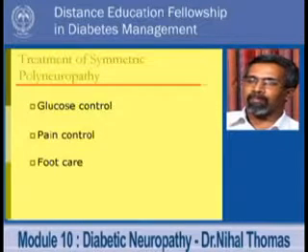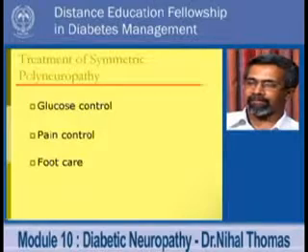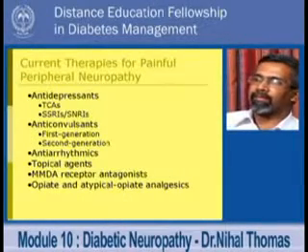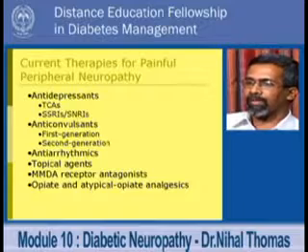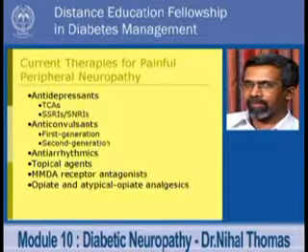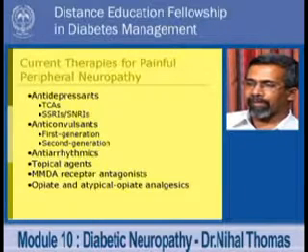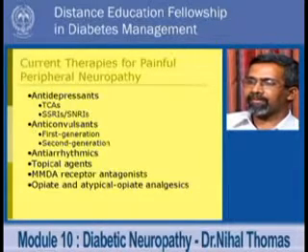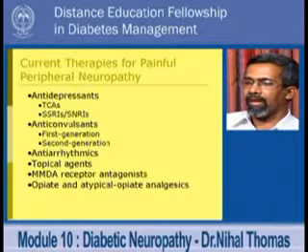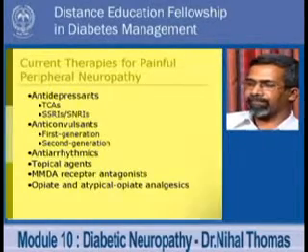So how does one actually treat underlying diabetic neuropathy? Of prime importance is good glycemic control. A patient may have pain, and of course foot care, which I have already mentioned in great detail. The list of drugs for treatment of painful peripheral neuropathy is large and vast. However, one can broadly divide them into antidepressants, anticonvulsants, antiarrhythmics, opioid derivatives, and other analgesics.